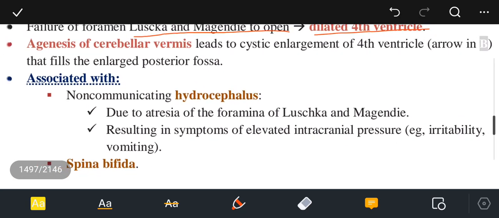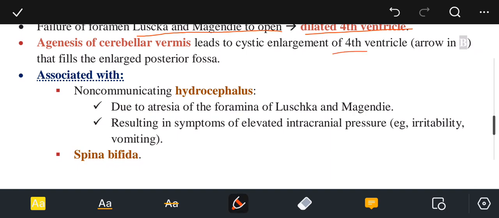So agenesis of the cerebellar vermis leads to the cystic enlargement of the fourth ventricle that fills the enlarged posterior fossa. It is associated with a non-communicating hydrocephalus. It is due to atresia of the foramina of Luschka and Magendie. Now for the fourth ventricle, you must remember, if I draw two pictures of the fourth ventricle, this is the fourth ventricle which looks something like this. This is the side view and this is the front view.